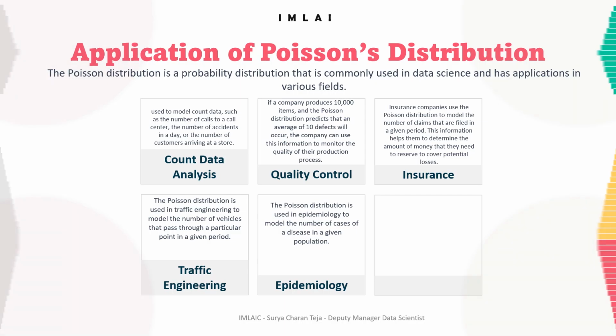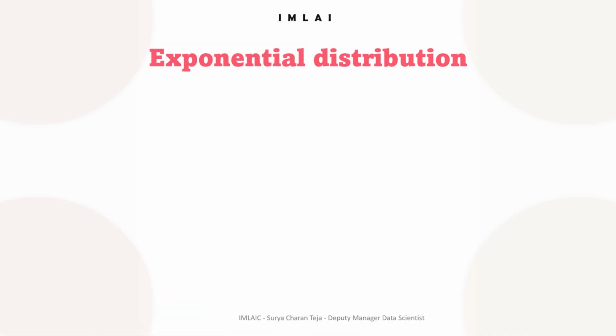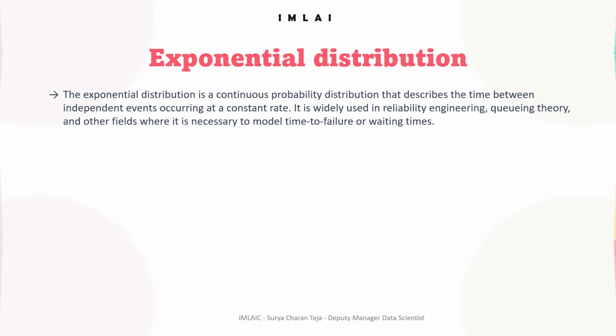Now let's look into one more distribution which is related to the Poisson distribution parameter, lambda. That is the exponential distribution. The exponential distribution is a continuous probability distribution that describes the time between independent events occurring at a constant rate. It is widely used in reliability engineering, queuing theory, and other fields where it is necessary to model time to failure or waiting time.